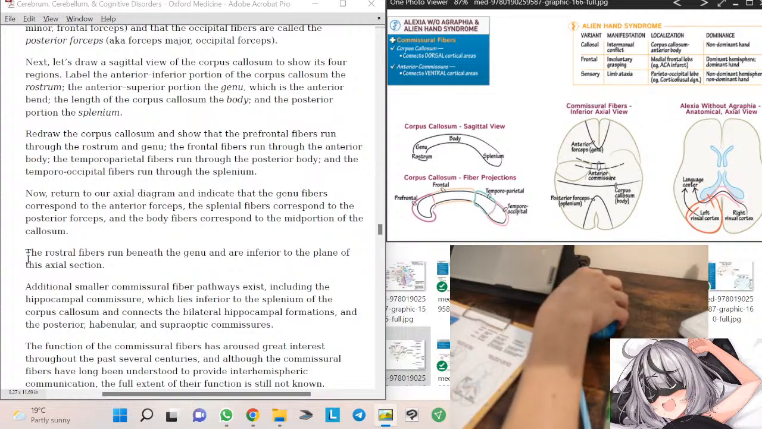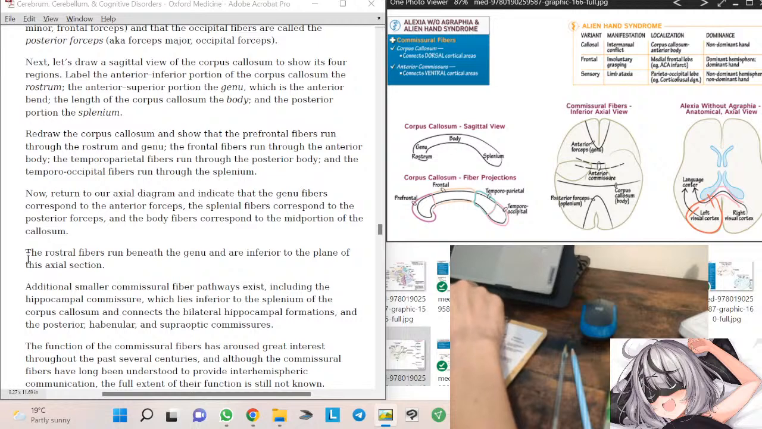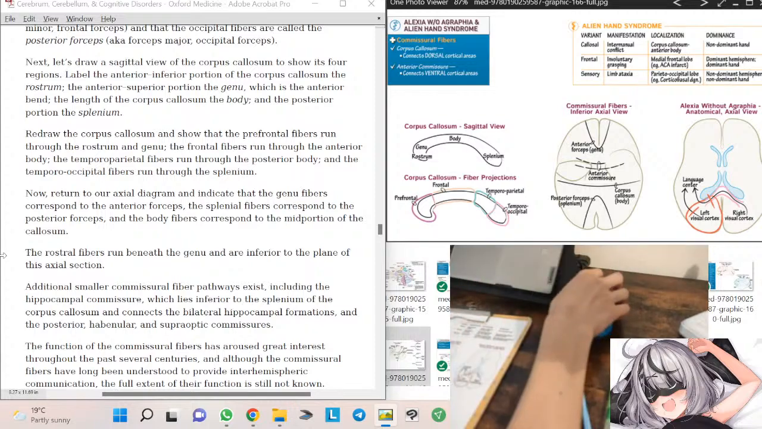Other smaller commissural fiber pathways exist, including the hippocampal commissure, which lies inferior to the splenium of the corpus callosum and connects the bilateral hippocampal formations, and the posterior, habenular, and supraoptic commissures.